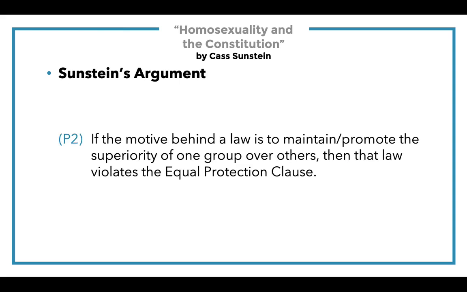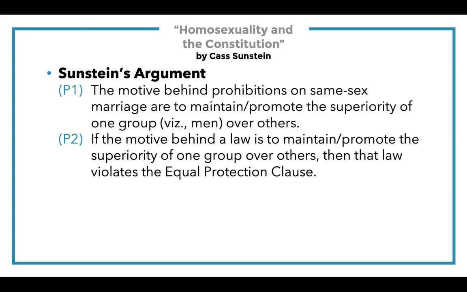Now, Sunstein's argument is going to start in a way with that same premise that we had before, right? So premise 2, if the motive behind a law is to maintain or promote the superiority of one group over others, then that law violates the Equal Protection Clause. We said before that premise sounds pretty good. If a law is there to maintain or promote the superiority of one group, then yeah, that's wrong. It's not giving people equal protection. But if we take that same premise that we accepted before and we continue to accept it, Sunstein's going to add another premise to it to get us the conclusion he wants.